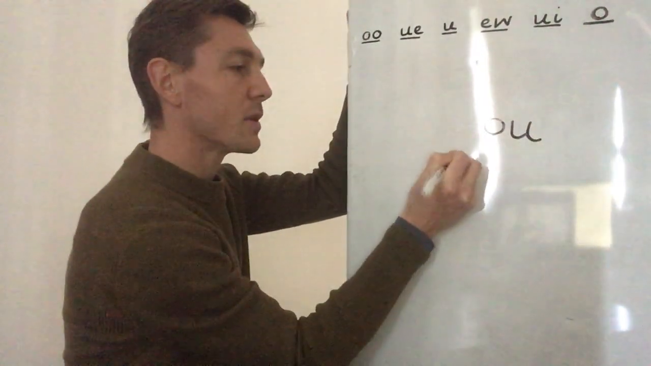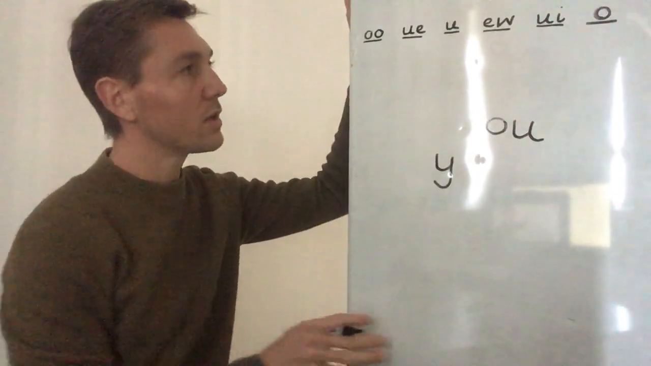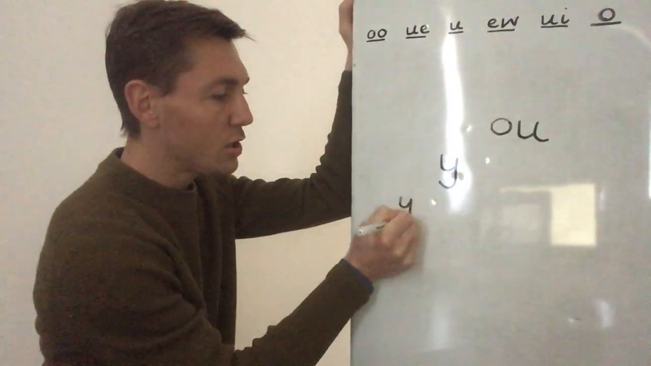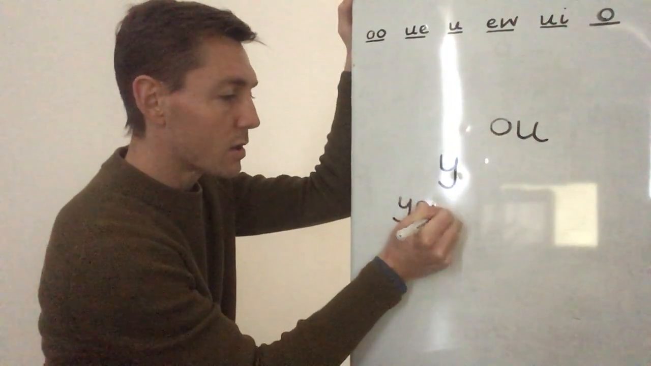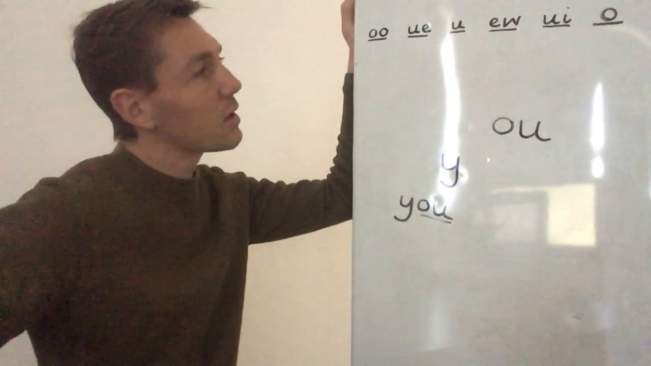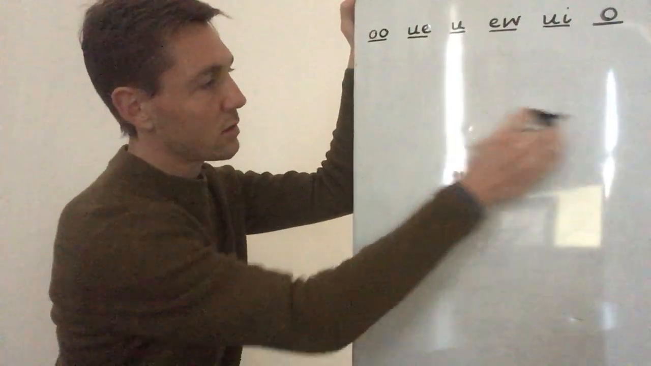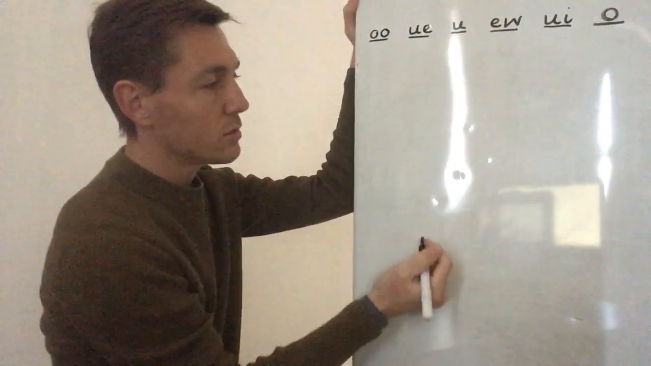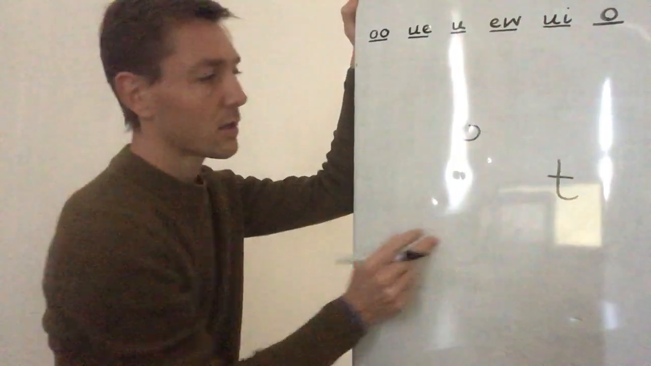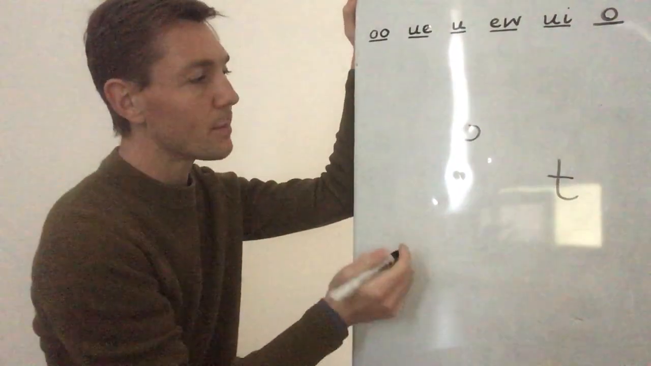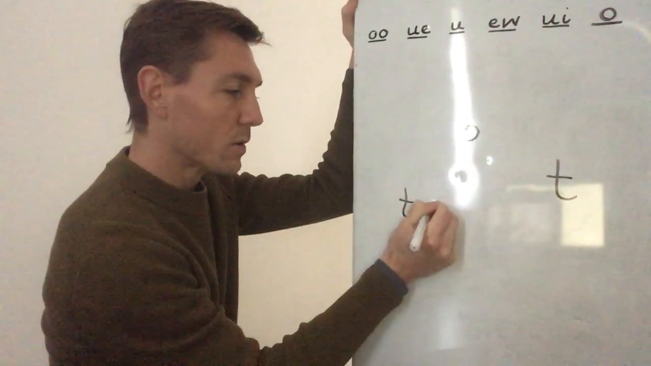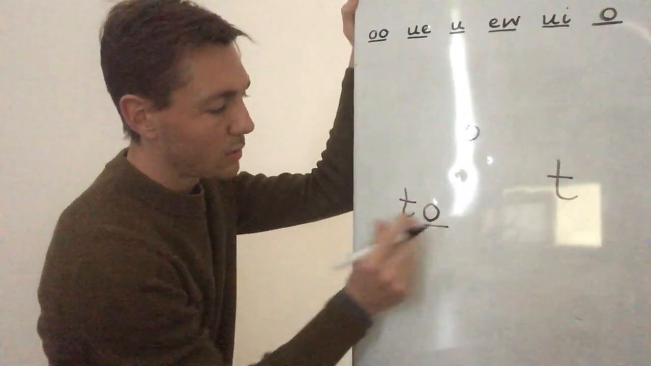What about this one? These are the sounds that you need to build the word you. You. Now the next word is two. I want to go to the park. Two. Not the number two. T, oo. T, oo. Two.